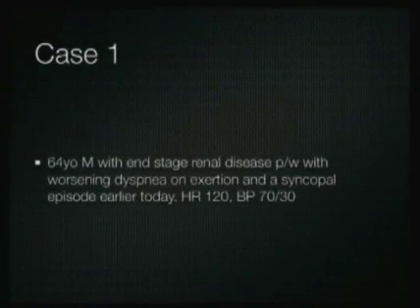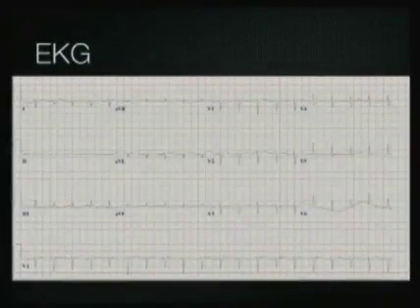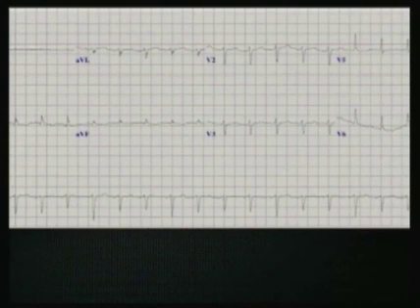So we're going to start pretty simple and kind of work our way up. This first case is a 64-year-old guy with end-stage renal disease who comes in with worsening dyspnea on exertion and a syncopal episode earlier today. He is tachycardic and he's hypotensive. You get an EKG on the patient, and on initial glance it doesn't seem to be too diagnostic, except when you look down at the rhythm strip you see this kind of undulating pattern that we call electrical alternans.